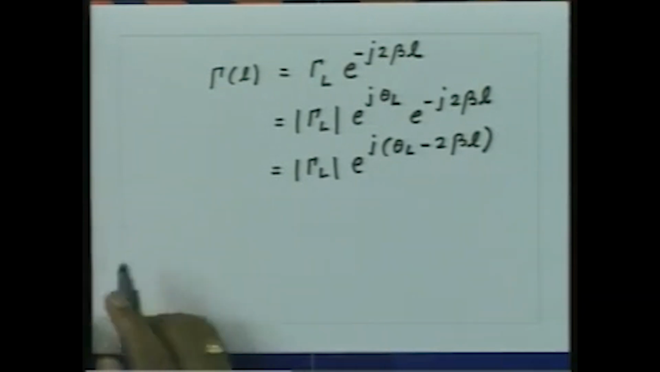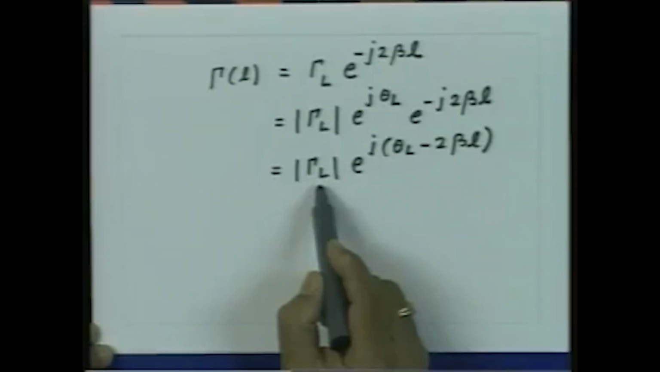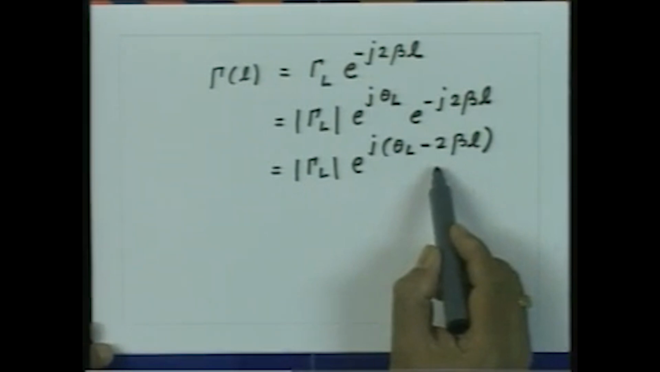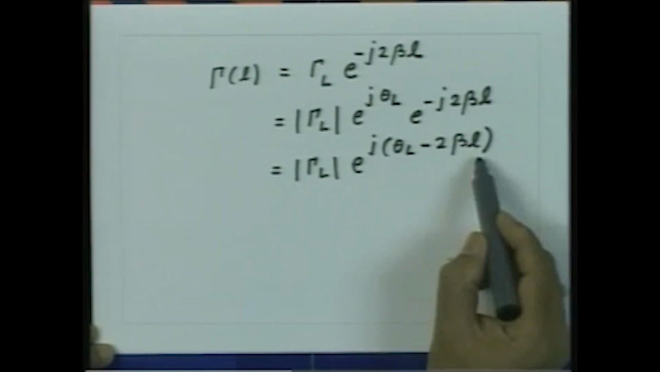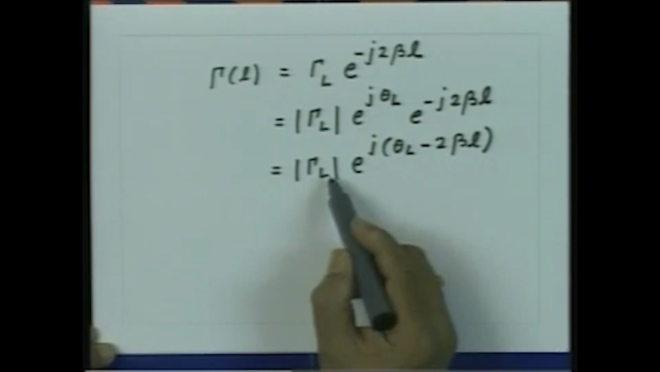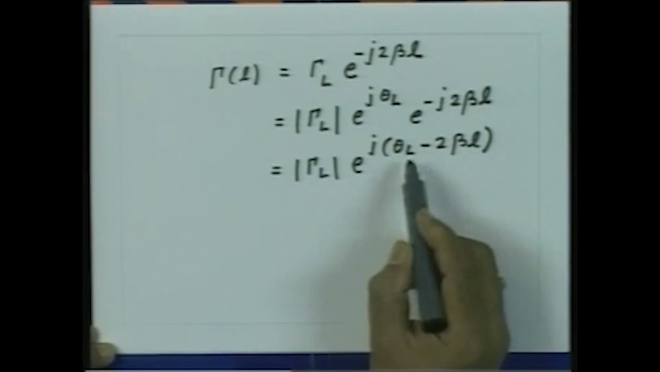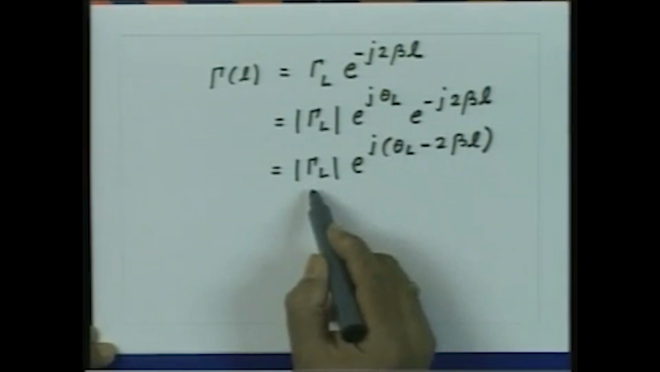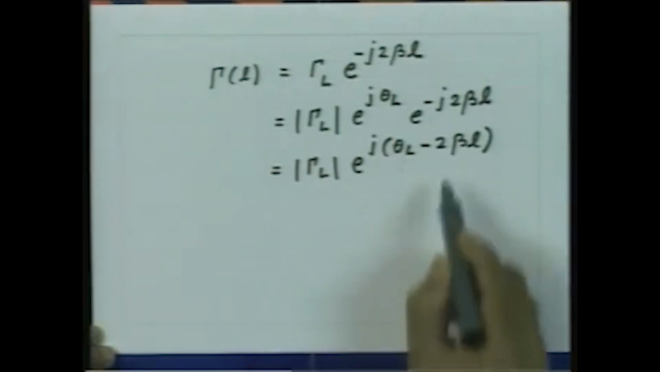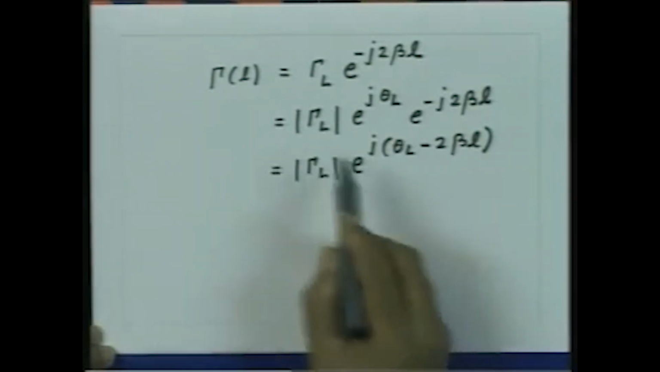So, on the complex gamma plane, the reflection coefficient has a magnitude whose value remains constant, but the phase changes as we move on the transmission line, and L is positive if we move towards the generator. So, as we move towards the generator, the phase becomes more and more negative. The distance of the point from the center, which is the magnitude of the reflection coefficient, remains constant. So, essentially this represents a circle on the complex gamma plane whose center is the same as the origin of the complex gamma plane.